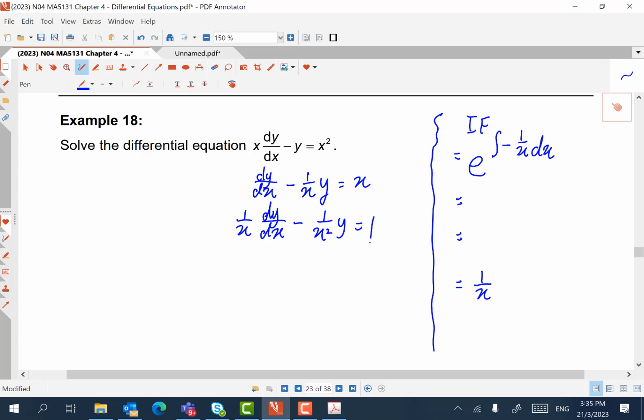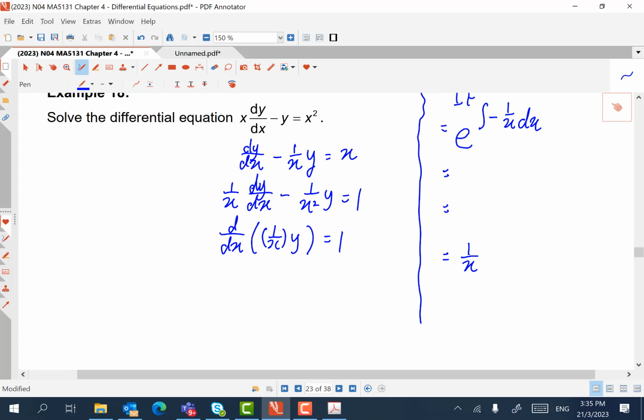And now the left hand side, once again, has become an exact equation, right? What exact equation is this? It is the differentiation of this. If you try to differentiate this one, you will truly get this. Do you agree? Then your y over x is equal to this, and then finally your y is equal to, aha!